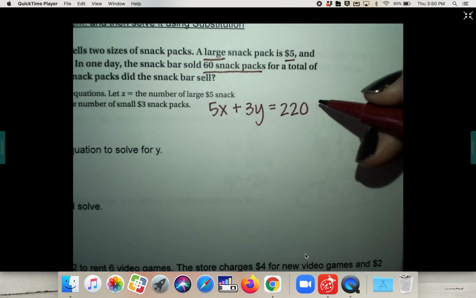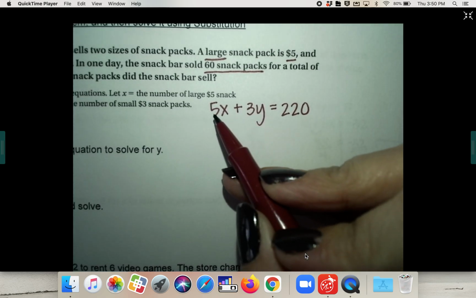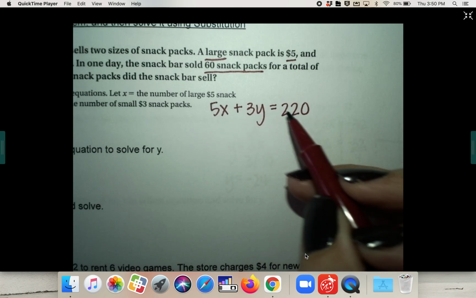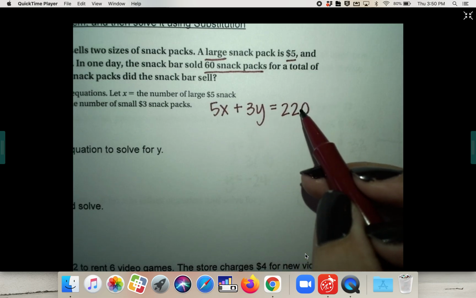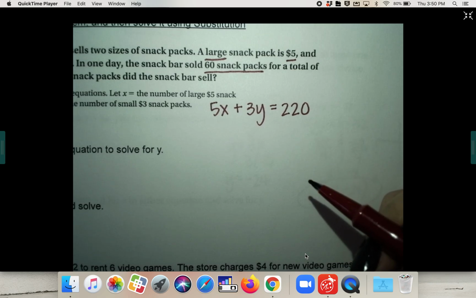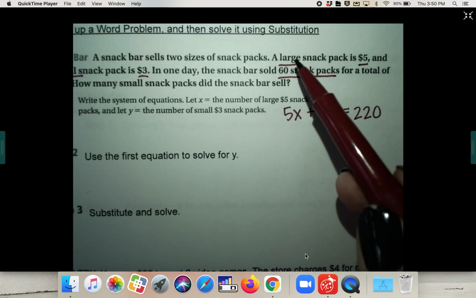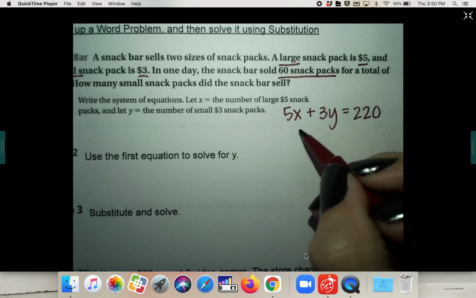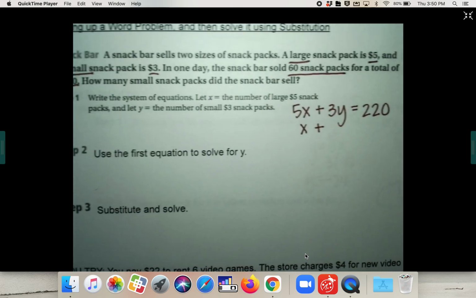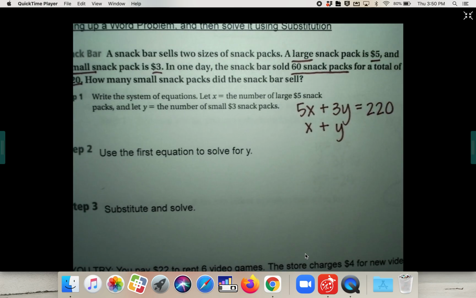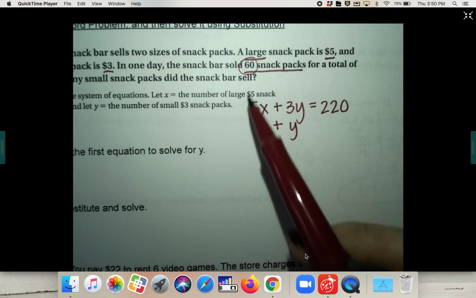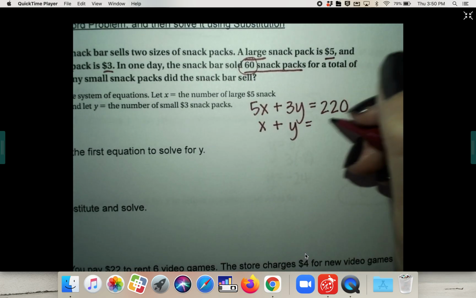Here's what I want you to realize. This first equation was all about money. It was $5 plus $3 equals $220. So dollars plus dollars equals dollars. In our next equation, let's just do packs plus packs equals total packs. So do we know how many large snack packs we sold? No. So that's just x. Plus, do we know how many small ones we sold? No. So that's just y. But do we know how many total we sold? We sold 60. So it equals 60.